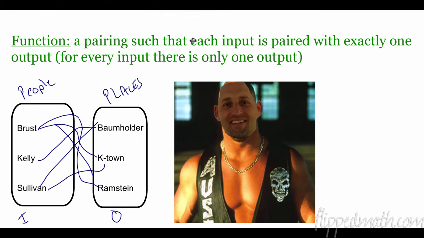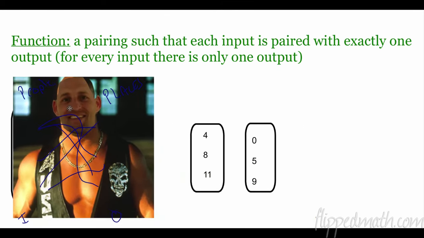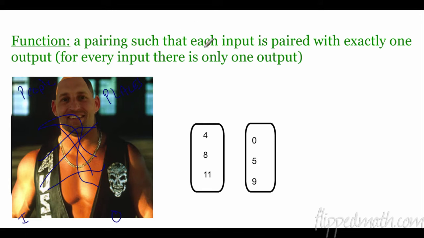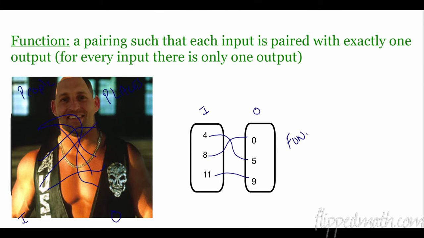Okay? Now let's take a look in terms of numbers. Over here in terms of numbers, we have our inputs, we have our outputs. Let's determine if certain situations are functions. So the first situation we have here, is our mapping diagram a function? Well, 4 goes to 5. That one input has one output. That's good. 8 goes to only one place. That's good. 11 goes to only one place, 9. So that would definitely be a function. All right, let's try another one.